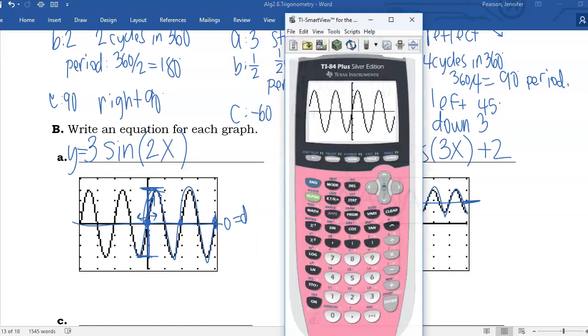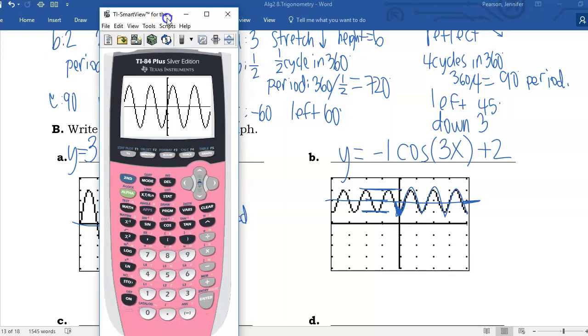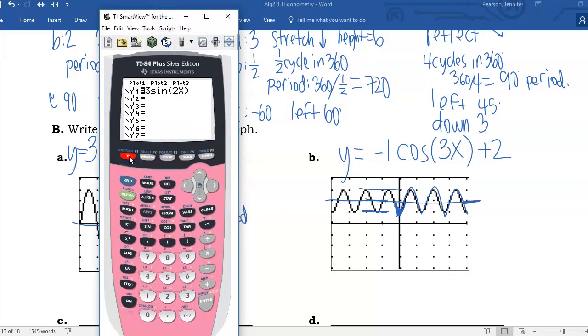Give it a check. Negative cosine 3x plus 2. It looks pretty. I got 2 more.